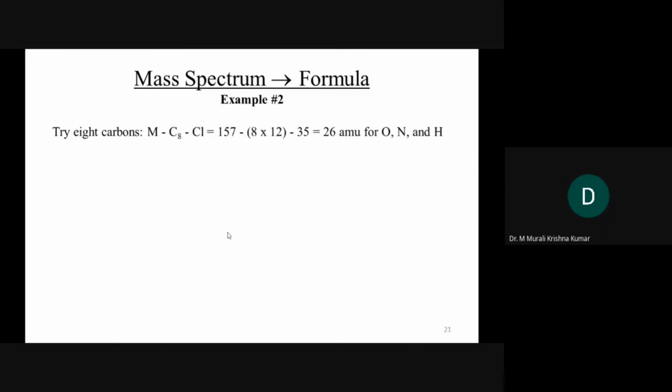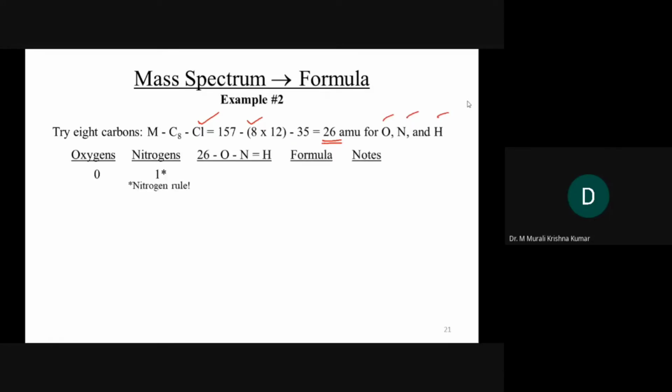So we are confirming two things here. One is the number of carbons. In the first calculation, let's try 8 carbons and 1 chlorine. So 26 AMU is remaining for oxygen, nitrogen, and hydrogens. If you keep 1 nitrogen, 12 hydrogens are coming. C8, H12, chlorine, nitrogen. Yes, it is reasonable.